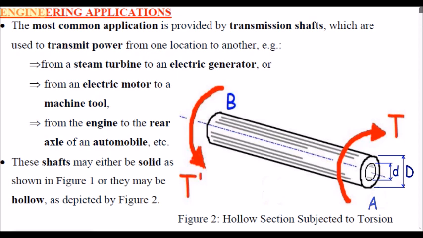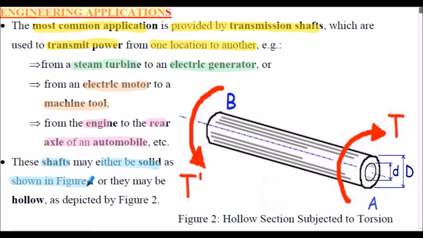Let's consider some engineering applications. The most common application is provided by transmission of shafts, which are used to transmit power from one location to another location. Typical examples can relate to a steam turbine connected to an electric generator, from an electric motor connected to a machine tool, or from an engine to the rear axle of an automobile. There are further examples I'm sure you're aware of. These shafts may be either solid, as shown in figure 1 on the previous slide, or they may be hollow, as shown in figure 2 here. Here's our hollow section. Outside diameter capital D, inside diameter lowercase d.